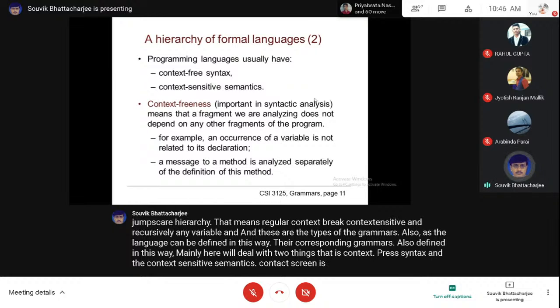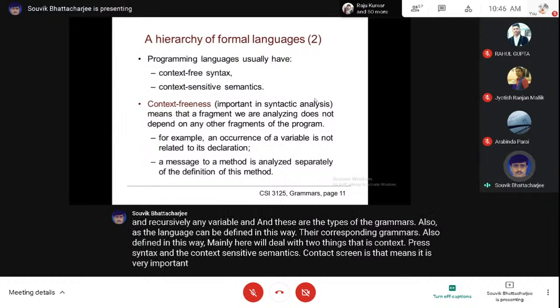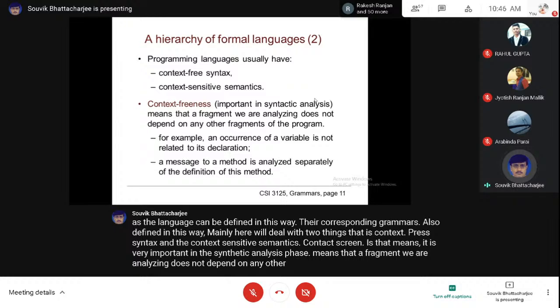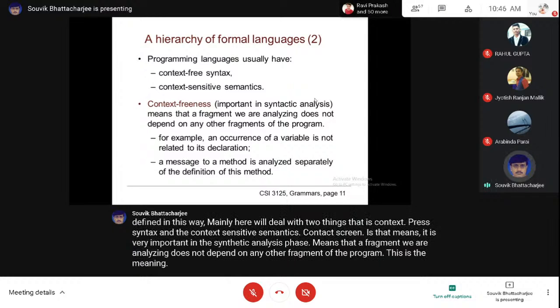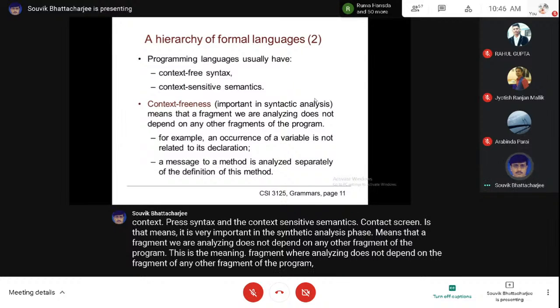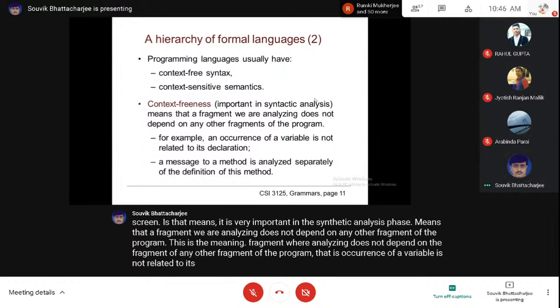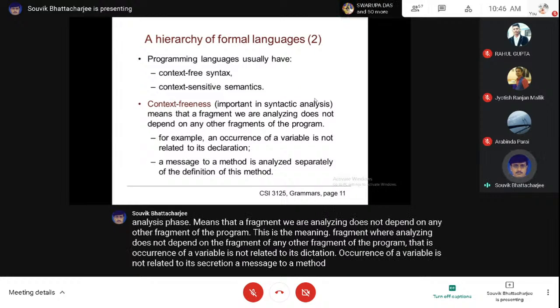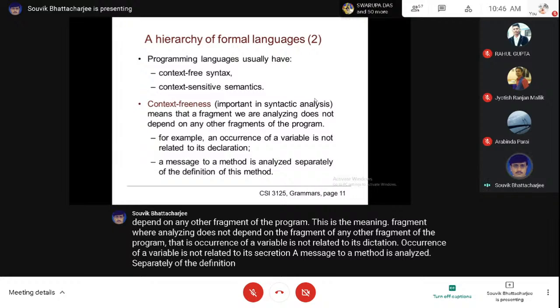Context-freeness is very important in the syntactic analysis phase. It means that a fragment we are analyzing does not depend on any other fragment of the program. That is, the occurrence of a variable is not related to its declaration. A message to a method is analyzed separately from the definition of this method.